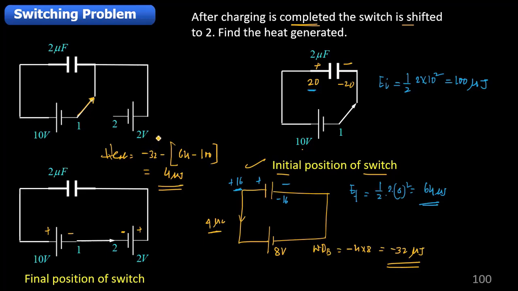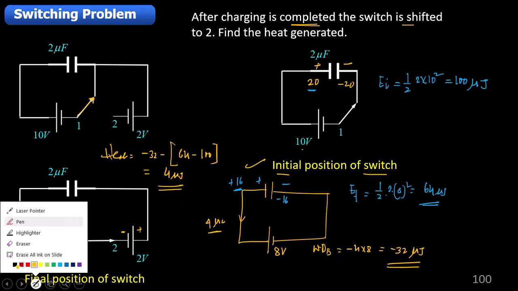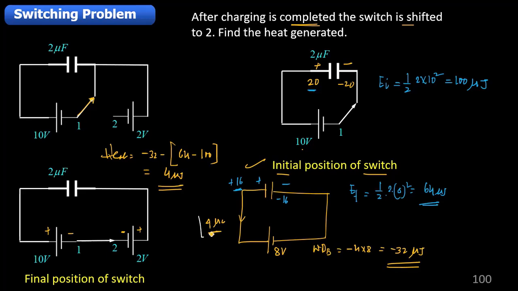That can also be solved this way. What is the Q? The charge flowing through the battery is 4. So, as an alternative way, heat can be written as delta Q square by 2 C equivalent.